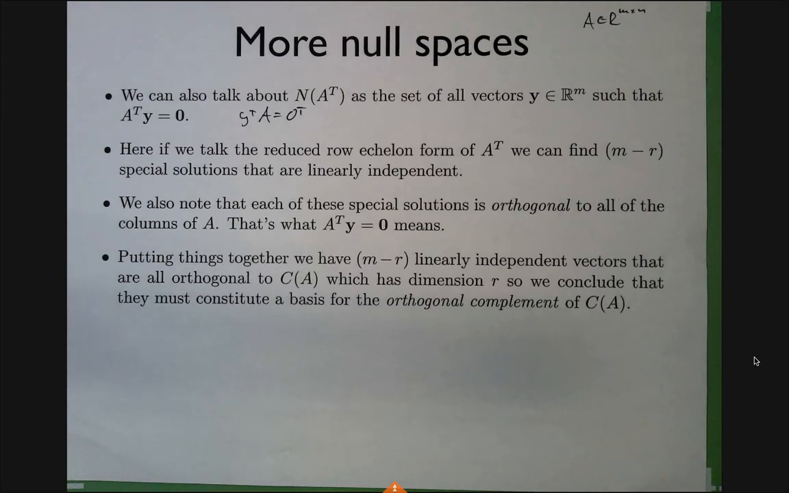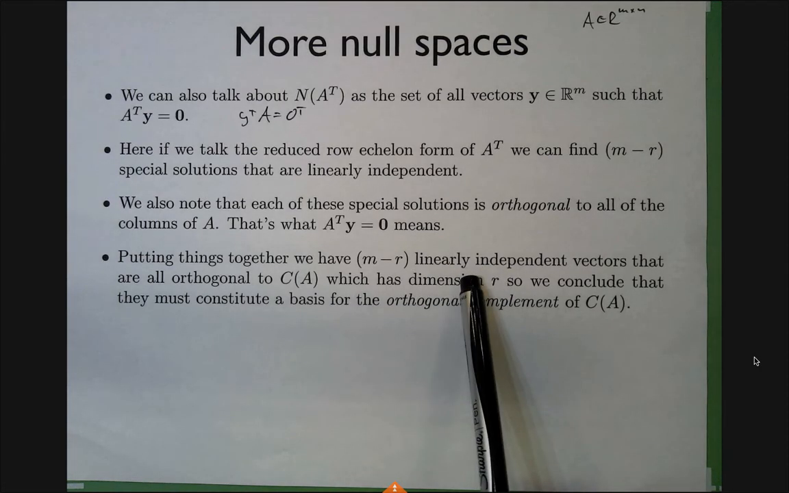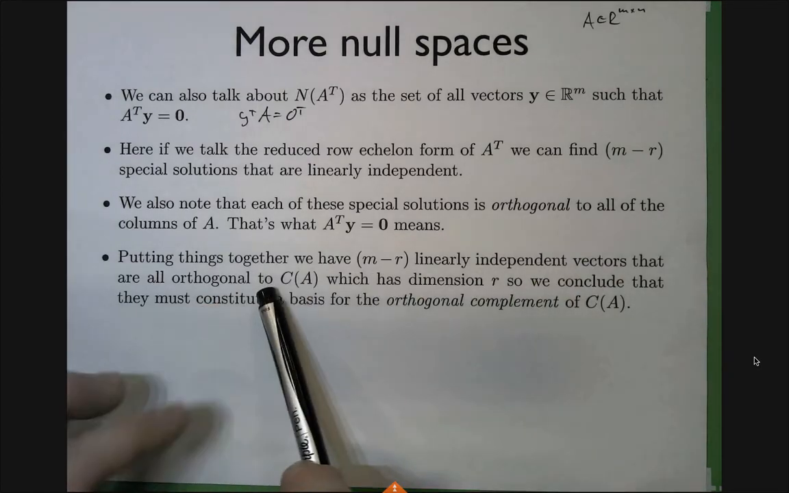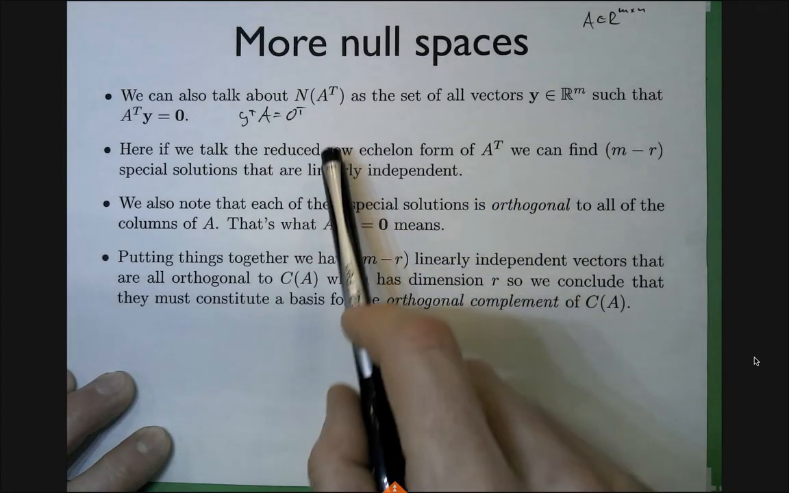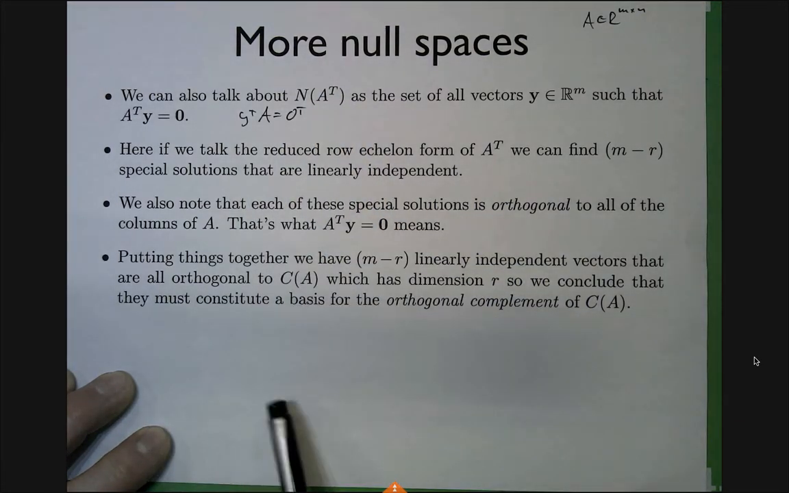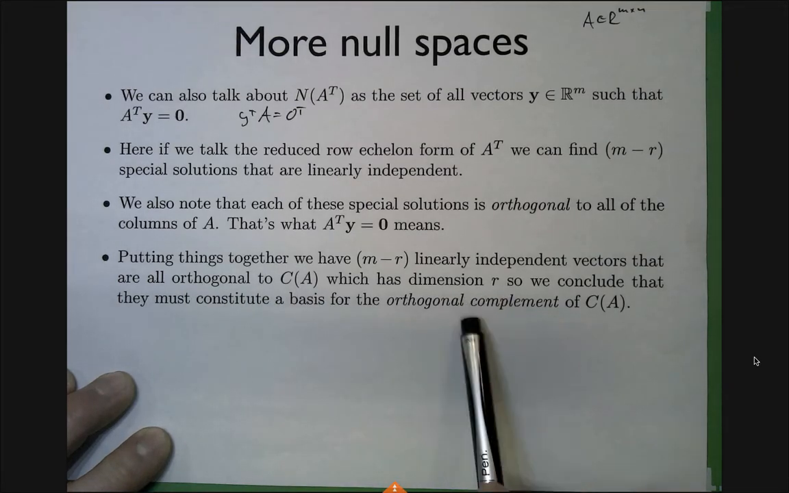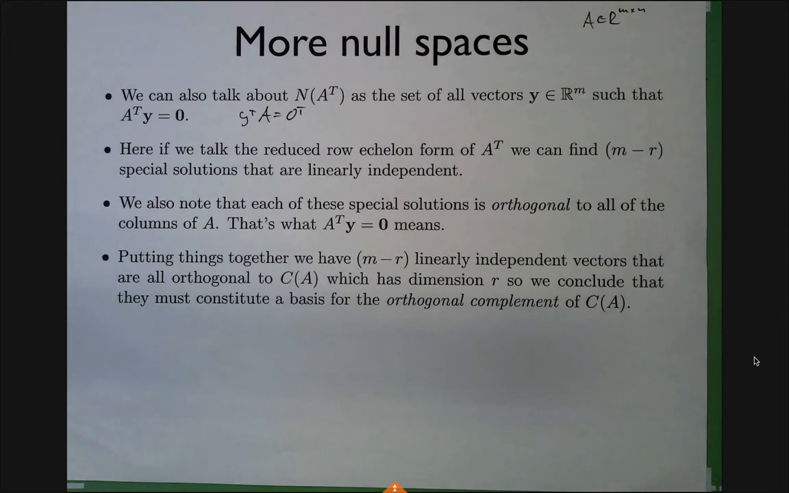Okay? And just like before, there is no other way. We have m minus r linearly independent vectors which form a basis of the left null space, and they are all orthogonal to the column space, which has dimension r. They must be each other's orthogonal complements.